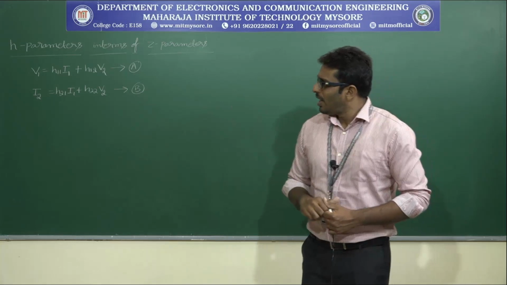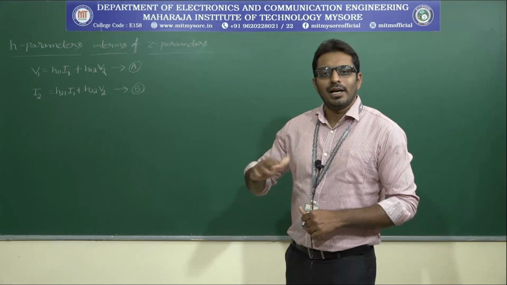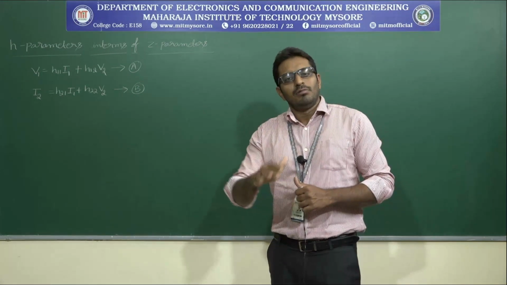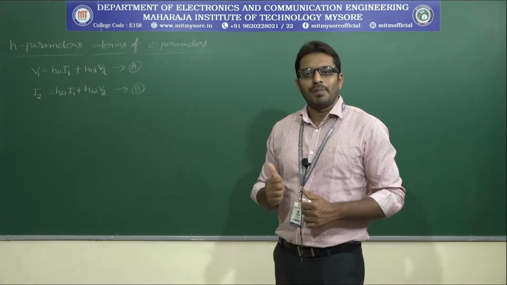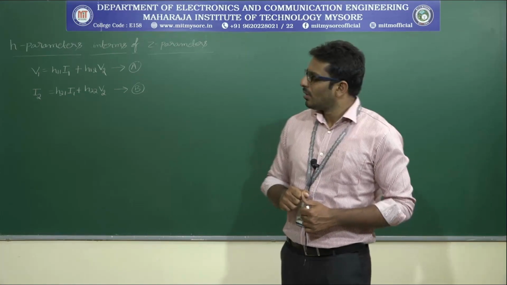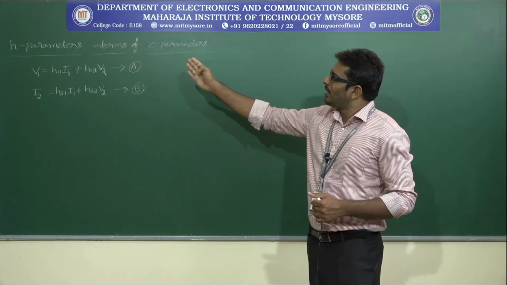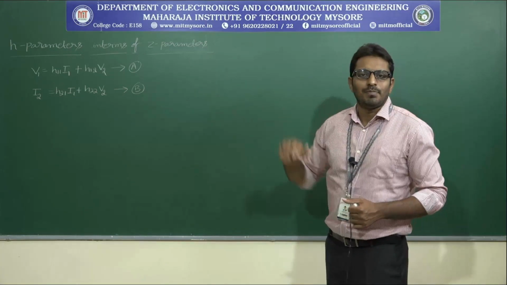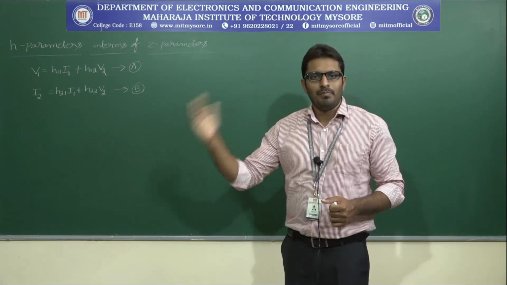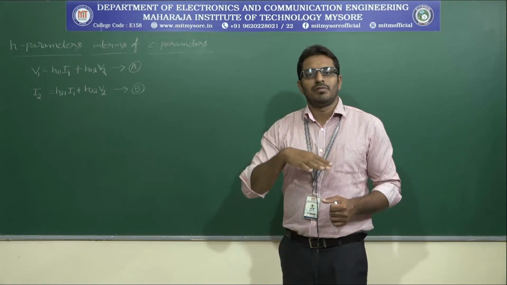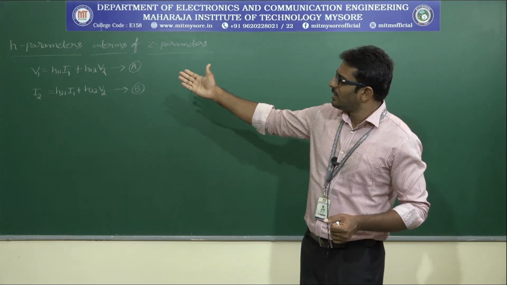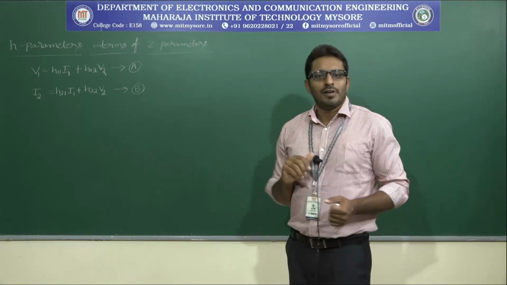Today in this session we are going to discuss H parameters, I mean hybrid parameters, in terms of other parameters. So what are the other parameters? Z parameters, Y parameters and ABCD parameters. Okay. So first, hybrid parameters in terms of Z parameters. We already derived many interrelationships between Z parameters and other parameters, and Y parameters in terms of other parameters. Now here we are discussing H parameters in terms of Z parameters.